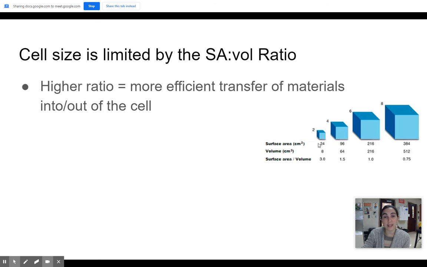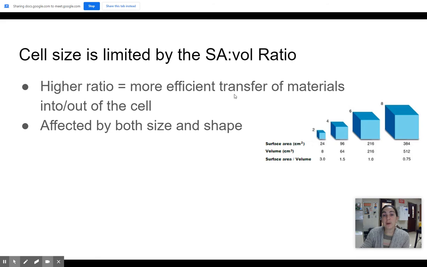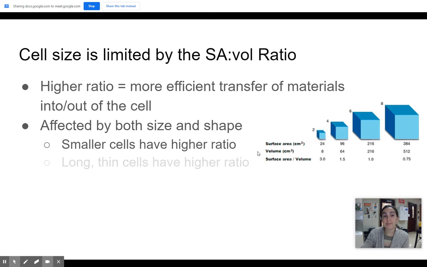It was a real quick thing for the vinegar to diffuse all the way in there. This ratio is affected not only by the size, but also the shape. Like I just said, smaller cells tend to be more efficient. This is one of the reasons that cells are very small. This also means that prokaryotic cells, since they are smaller, have a higher ratio and are more efficient than eukaryotic cells. We'll come back to that idea in a minute.